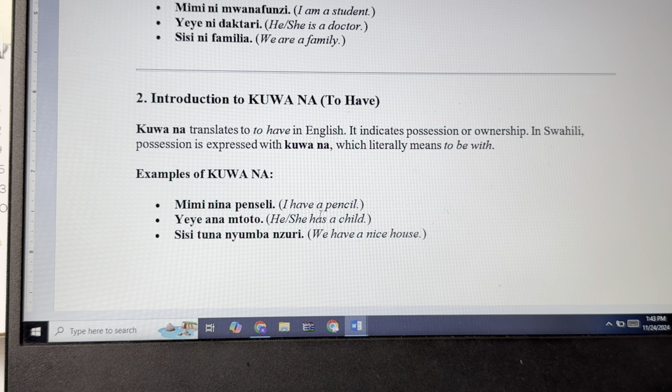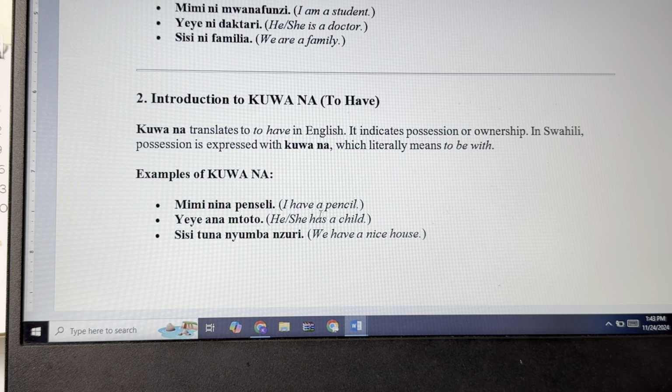Let me read for you sentences, starting from mimi, wewe, yeye, and the plural forms. Mimi nina penseli, I have a pencil. Wewe una penseli, you have a pencil. Yeye ana penseli, he or she has a pencil. Sisi tuna penseli, we have pencils. Nyinyi mna penseli, you all have pencils. Wao wana penseli, they have pencils. You can see in the present tense, you don't see any kuwa na in this case.